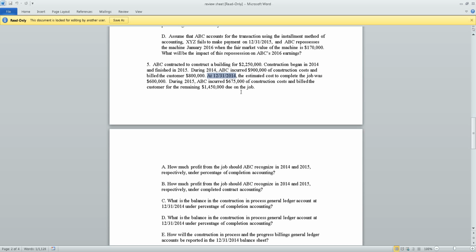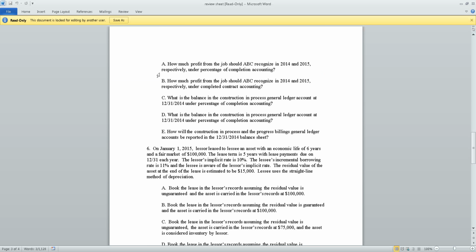At December 31st, 2014, we took a look at what we had done on the job, did some back of the envelope calculations of what we thought it would take us to complete the job, and we determined that it was going to take us about $600,000 we thought to finish the job out. During 2015, we incurred $675,000 more construction cost, and we billed the customer for the remaining $1,450,000 that was due on the job.